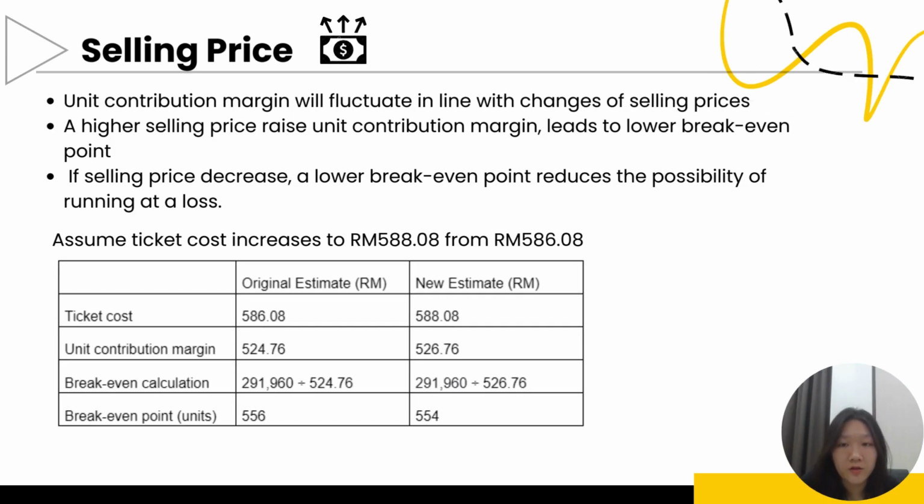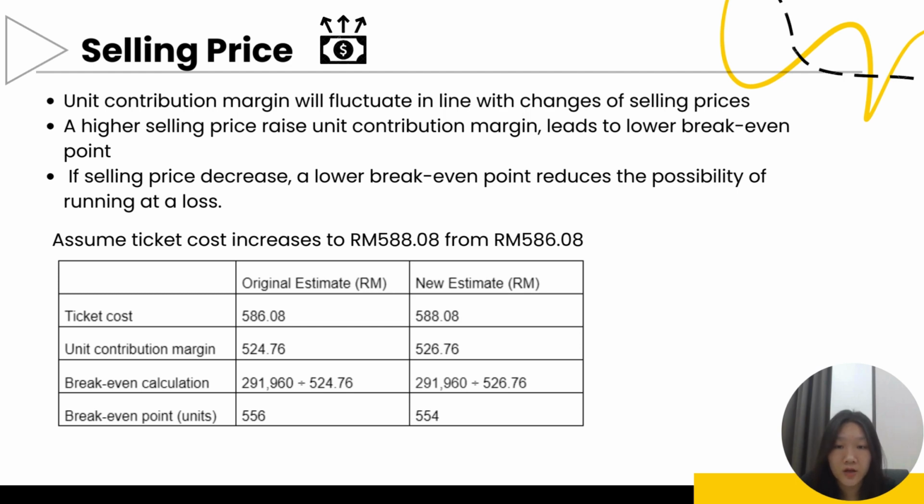Moving on, selling price. The unit contribution margin will fluctuate in line with changes to the unit sales price. Assume that the ticket cost increases to 588 ringgit 8 cent from 586 ringgit 8 cent. Due to this adjustment, the unit contribution margin will increase from 524 ringgit 76 cent to 526 ringgit 76 cent. 554 tickets will be the new break-even point. By raising the selling price by 2 ringgit, 556 tickets will become 554 tickets, which is the break-even point. If the selling price decreases, a lower break-even point reduces the possibility of running at a loss.